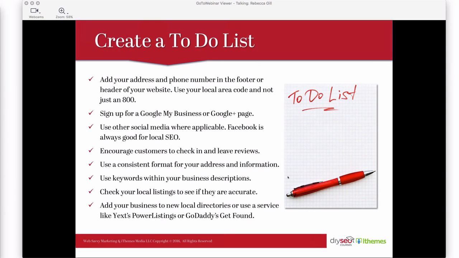Check your local listings to see if they're accurate. I'll talk more about this in just the next slide. And then add your business to local directories. Same thing. Let's go to the next slide and we'll talk about that.